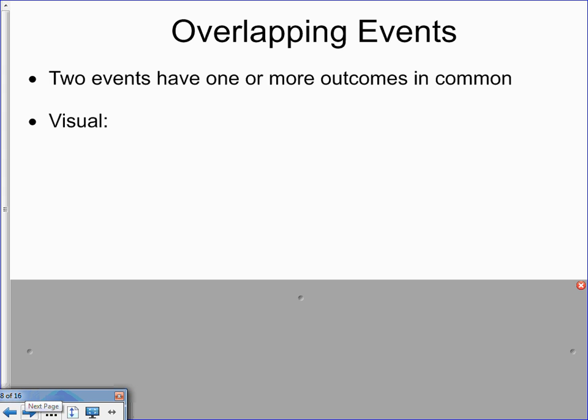Now, each compound event can be defined one of two ways. So first way we can define them is overlapping. And that's when we have one or more outcomes in common.